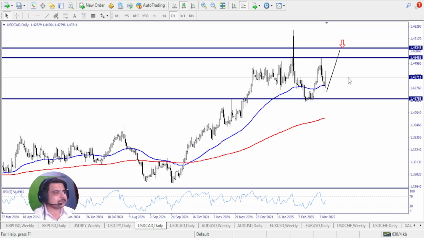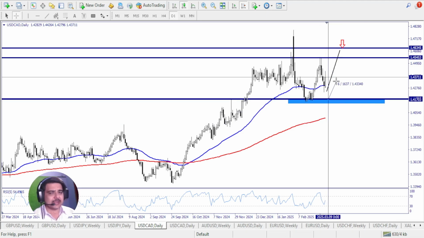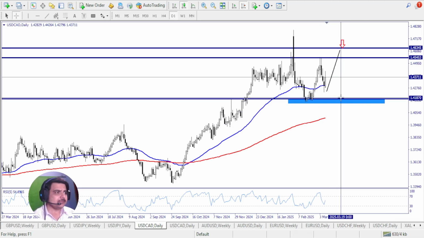So yes, this is the dollar CAD for now. Let's see. And for a buy, maybe in the upcoming week, if by chance the market drops till 1.41785 and a double bottom is established, then I will try to book some quick profits from it as a buy. So let me also add this buying signal right here.